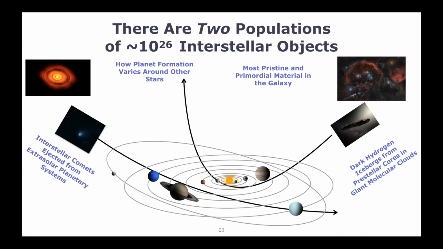The one would be interstellar comets like Borisov, which potentially form in protostellar disks and are ejected, and could tell us about how planet formation varies around other stars. But intriguingly, if the hydrogen iceberg interpretation for Oumuamua is correct, this other population of dark interstellar objects could tell us about the most pristine and primordial material imaginable in the galaxy.